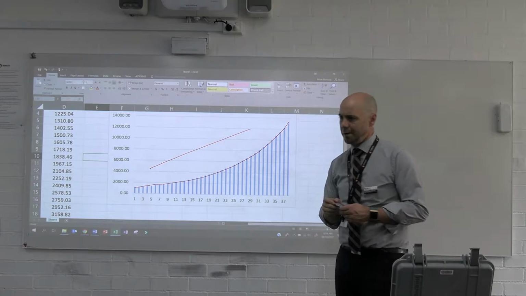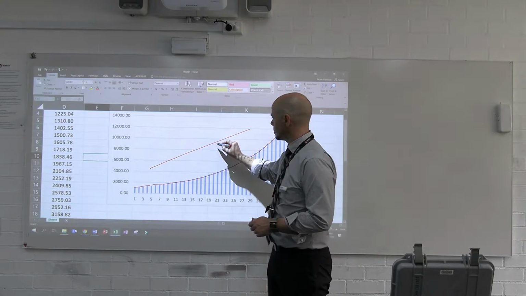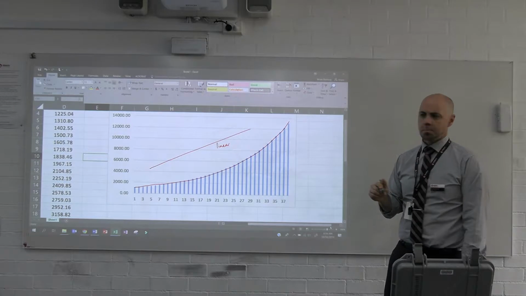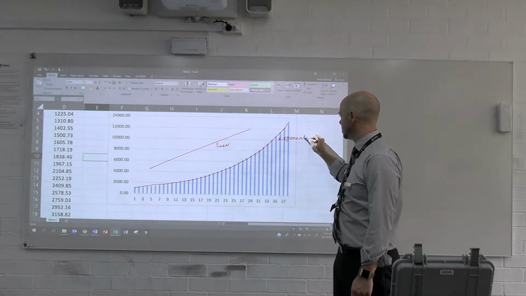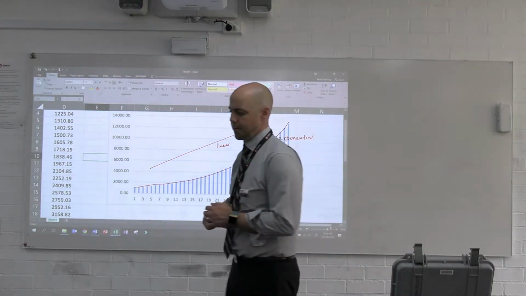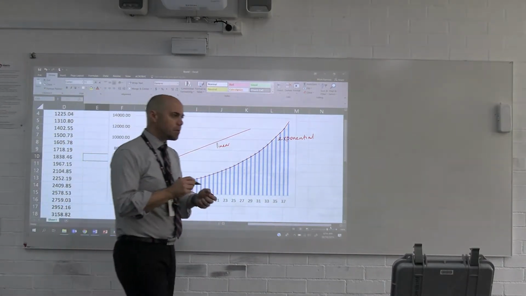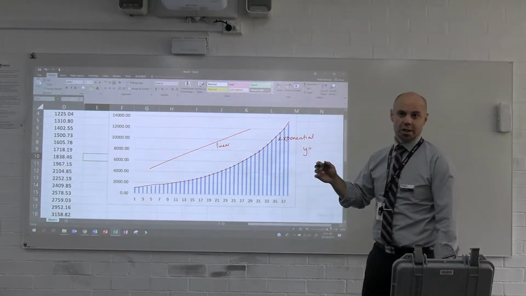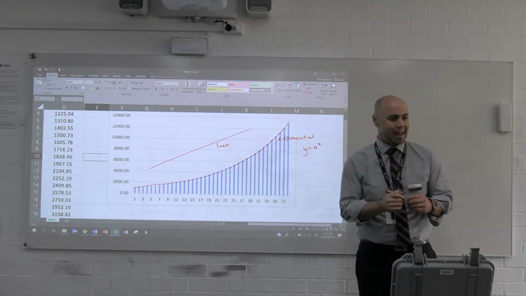What kind of graph is that? Does anyone know what it's called? What that one is? This is called linear. What is this one called? Does anyone know? This one is called exponential. An exponential shape of the graph. And it's an exponential one because it is of the form, if we were going to graph it with y's and x's, y equals a to the power of x.